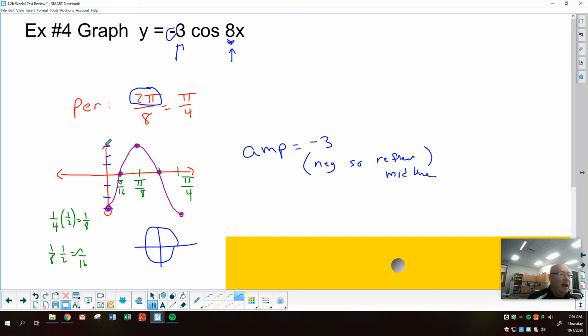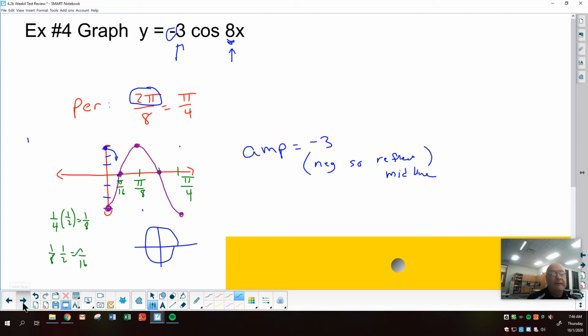So instead of starting up here, 3 higher, midline, down, midline, up, I just push all that in reverse. The midline stays, but when it starts up high, it actually starts low. So a cosine, instead of going downward, when you have a negative, it goes upwards. A little weird like that. So that is your example 4.